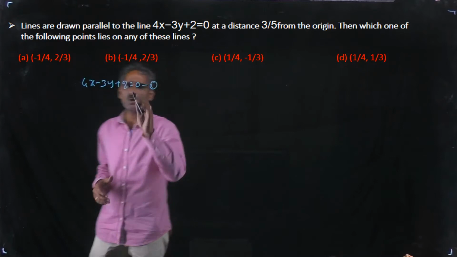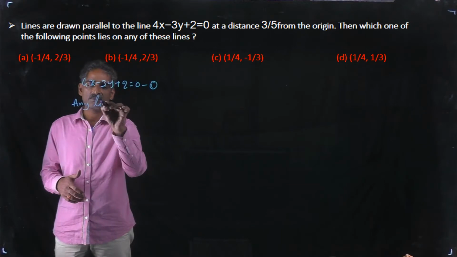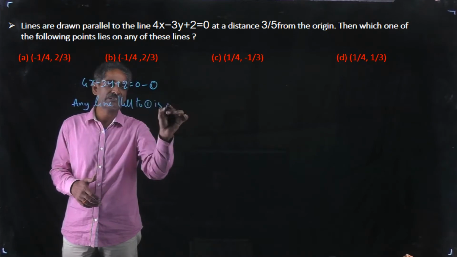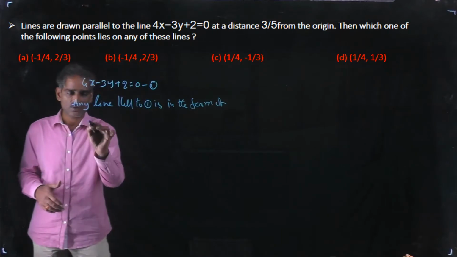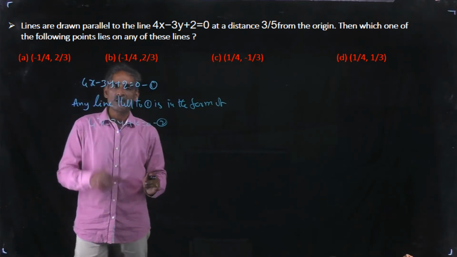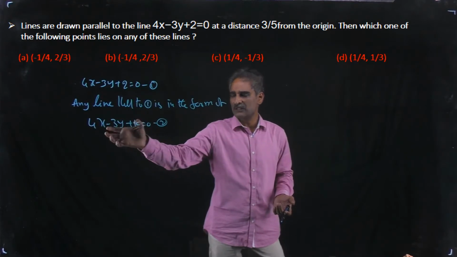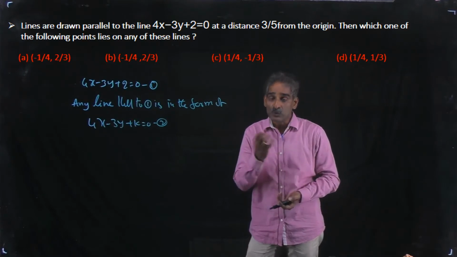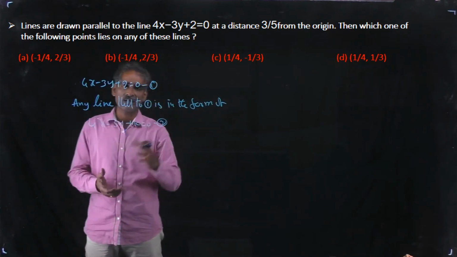So the equation of any line parallel to 1 is in the form 4x minus 3y plus k equal to 0, let it be 2. Parallel lines just differ by a constant. If you change the k value, you will get an infinite number of lines which are parallel to 1. But we have to find the two lines which are 3 by 5 unit distance from the origin.